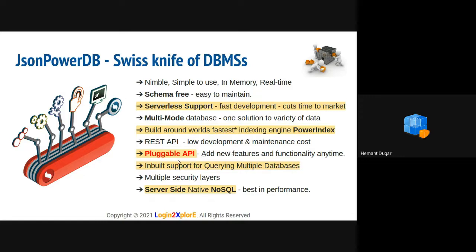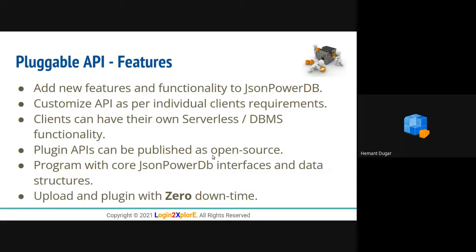But today this session is basically about the pluggable API. So add new features and functionality to JSON Power DB using the pluggable API. Customize the API as per individual clients' requirements. Suppose some of our clients are using a JSON Power DB instance, we can customize an API for them and then give those APIs to individual clients.